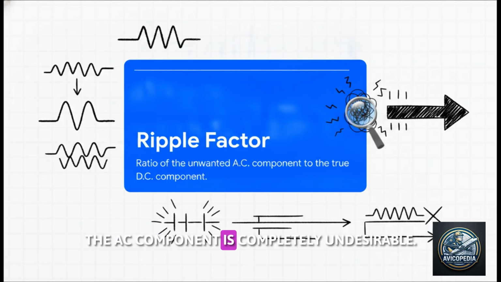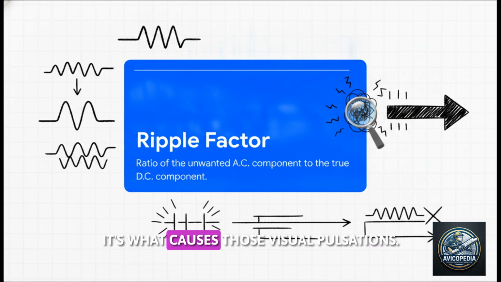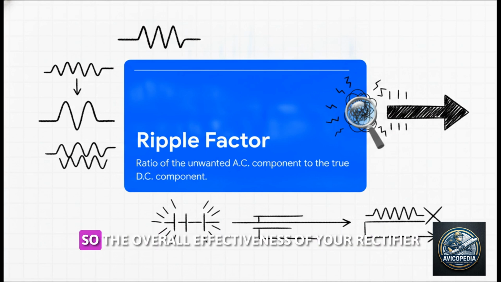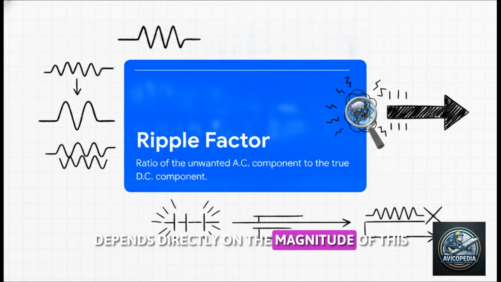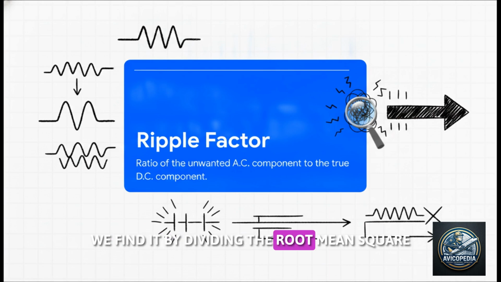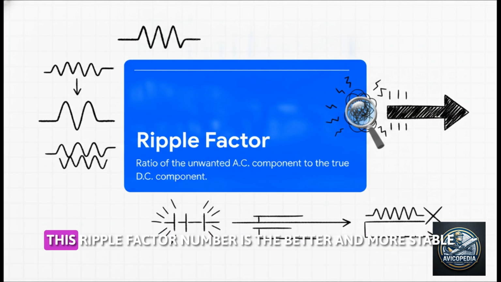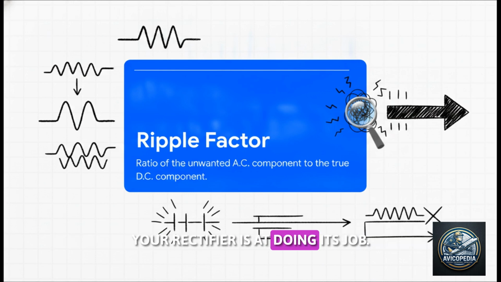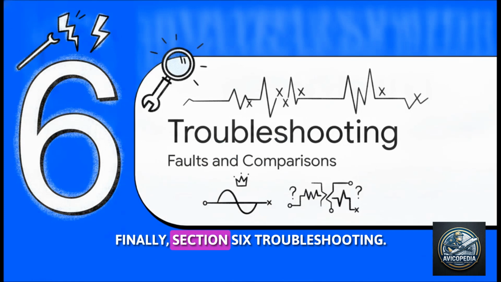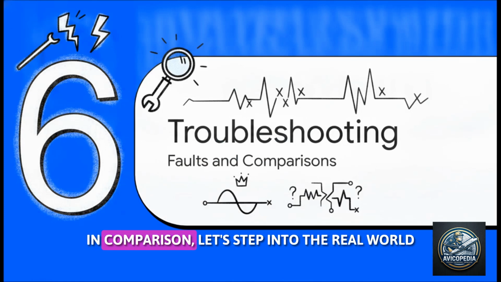The AC component is completely undesirable. It's what causes those visual pulsations. So the overall effectiveness of your rectifier depends directly on the magnitude of this AC component in your output. We find it by dividing the root mean square value of the AC component by the value of the DC component. Put simply, the smaller this ripple factor number is, the better and more stable your rectifier is at doing its job. Finally, Section 6, Troubleshooting in Comparison.